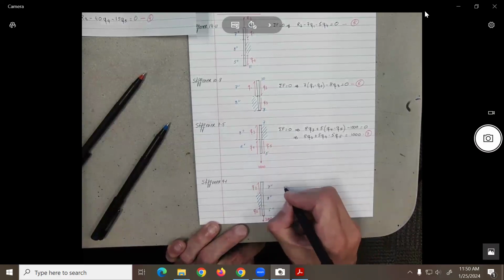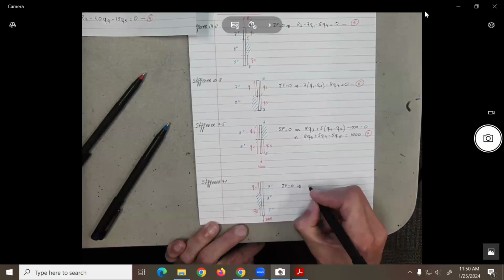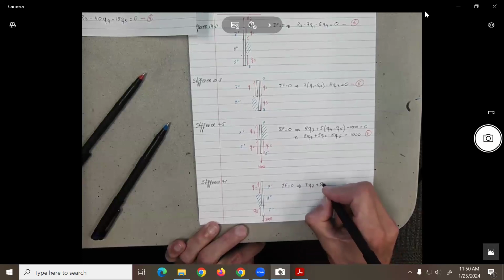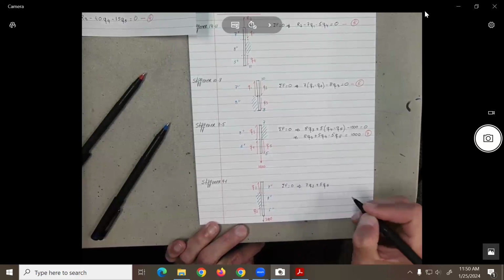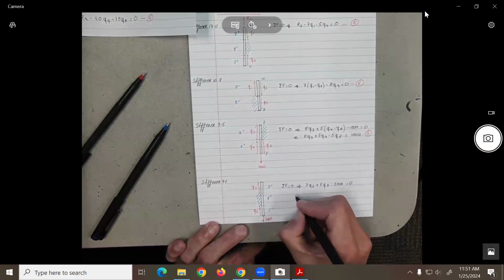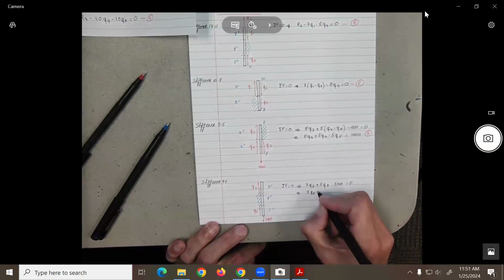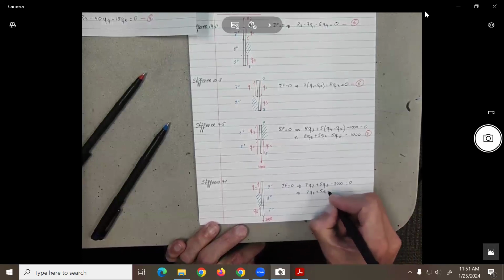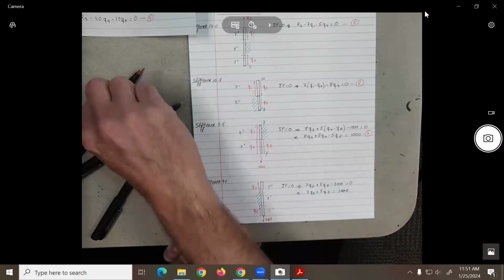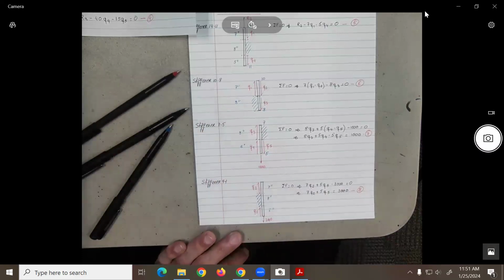So at the end, what do we get over here? Summation of forces equal to 0 will give us what? 7Q2 plus 5Q5 minus 3,000 equal to 0, or we can get over here 7Q2 plus 5Q5 equal to 3,000. And this should be our equation 8.